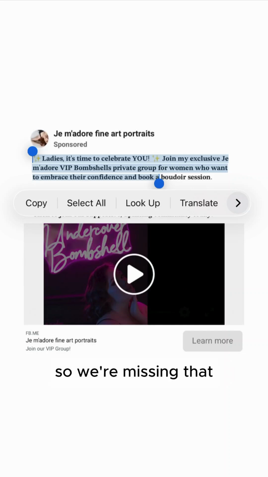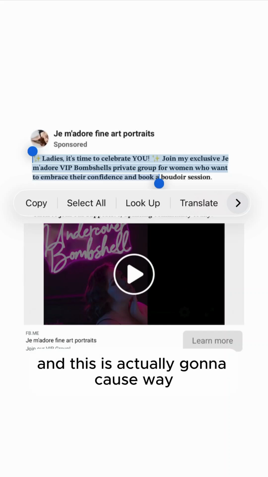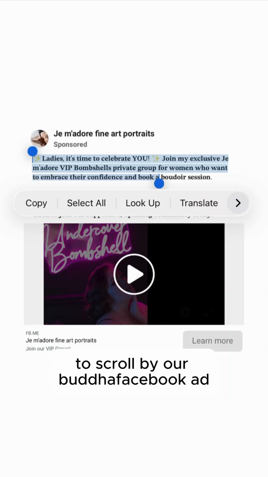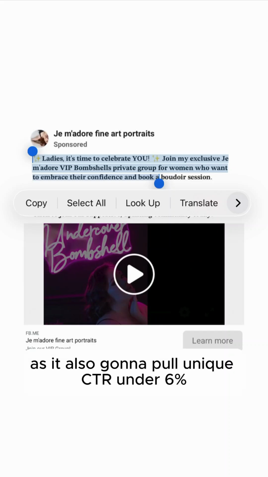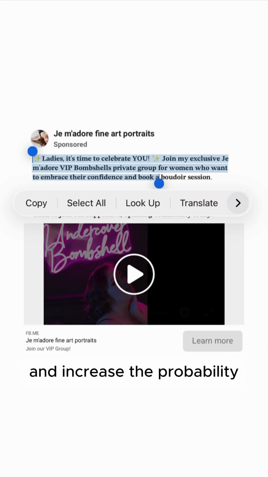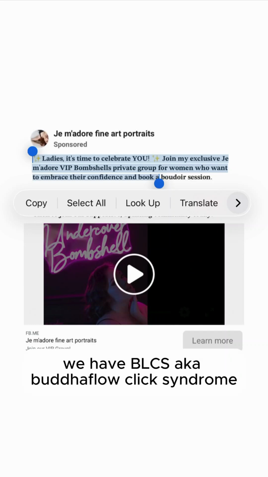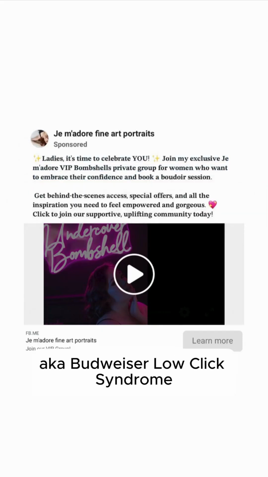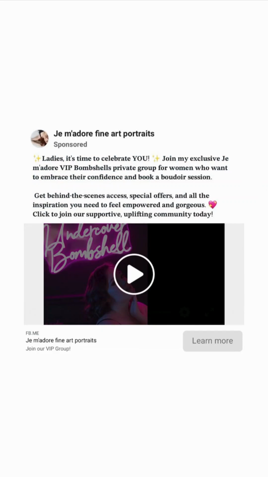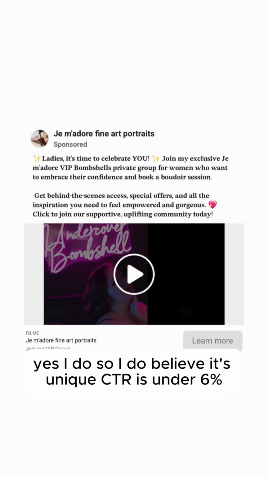So we're missing that, and this is going to cause way more women than necessary to scroll by our Boudoir Facebook ad that otherwise should be clicking somewhere on it. And as a result, it's going to pull unique CTR under 6% and increase the probability we have BLCS, aka Boudoir low click syndrome. So, do I believe this Boudoir Facebook ad has BLCS, aka Boudoir low click syndrome? Yes, I do. So I do believe its unique CTR is under 6%.